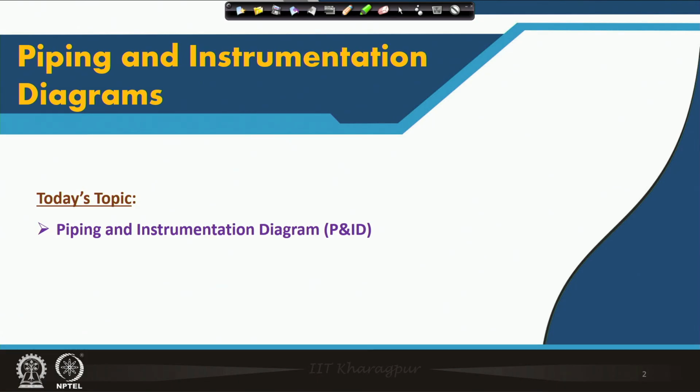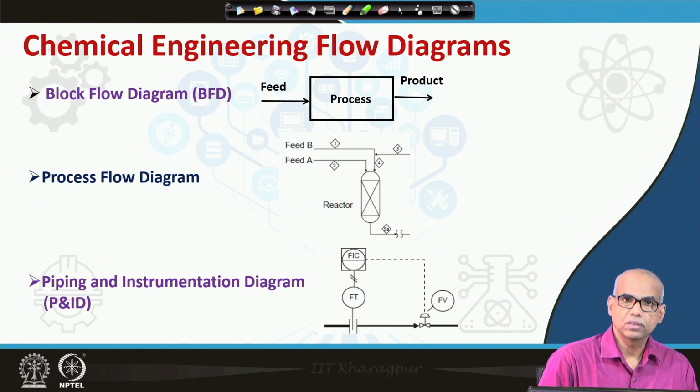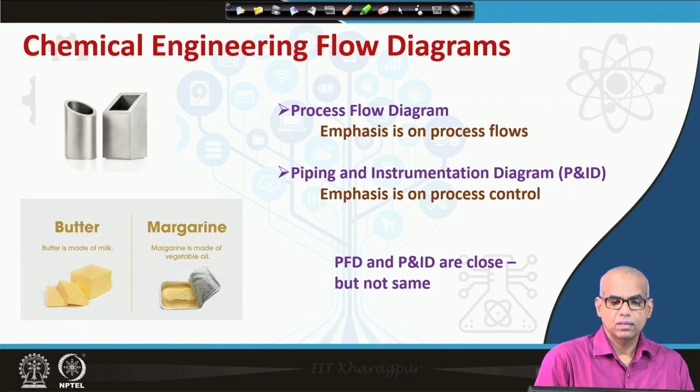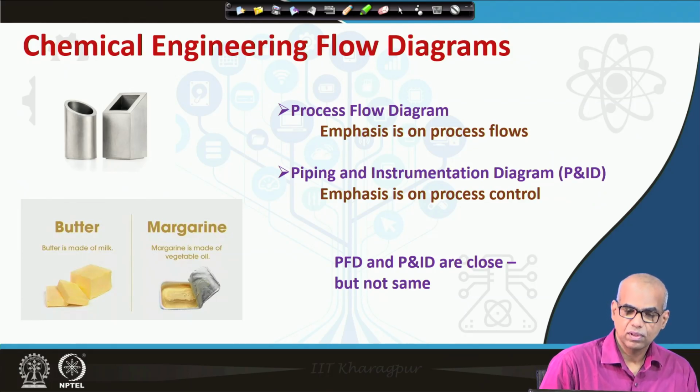So, today's topic will be piping and instrumentation diagram. We have already discussed block flow diagrams and process flow diagrams, and now we are going to talk about piping and instrumentation diagram. We have seen that in the process flow diagram, the emphasis is on process flows. Today we will see that in the piping and instrumentation diagram, the emphasis is on process control. So, the process flow diagram and the P&ID are close, but really they are not the same. The piping and instrumentation diagram involves much more detailed information.